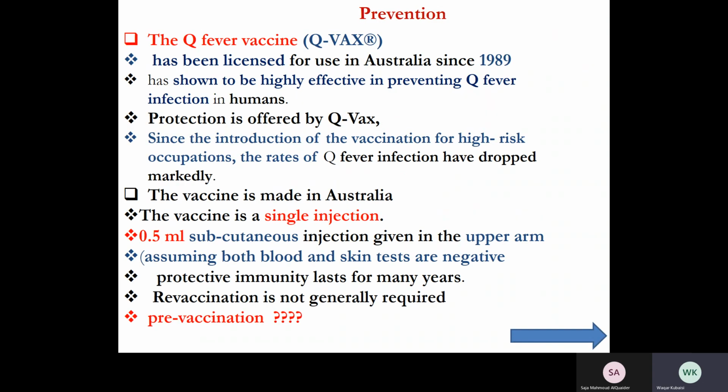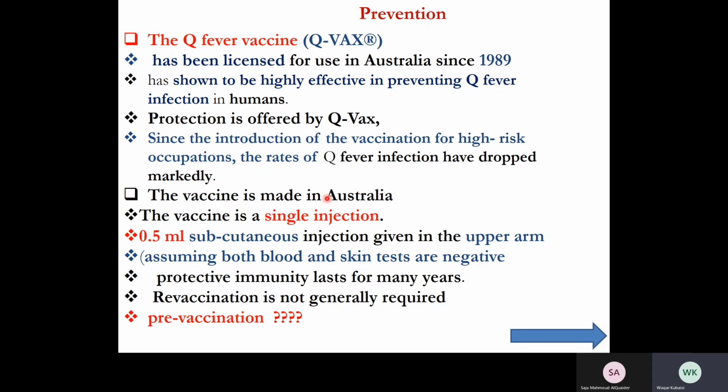Let's move on. There is a Q fever vaccine. This is very important, please take care of it. It was licensed in Australia in 1989 and has been shown to be highly effective in preventing Q fever in human beings. Protection is provided by the Q vaccine. That's why, since the administration of this vaccine, there is a decrease in the number of Q fever cases all over the world, but still there are cases.